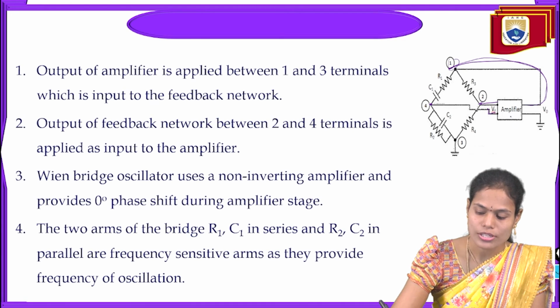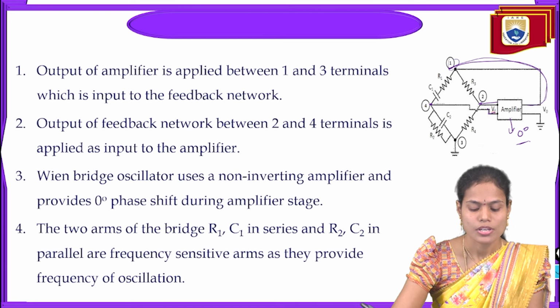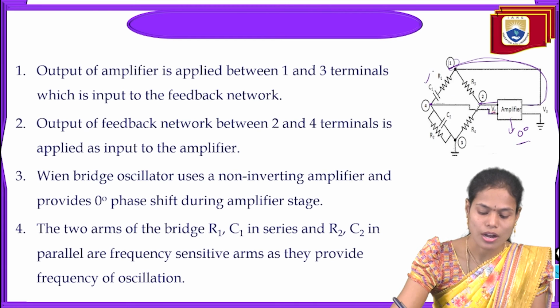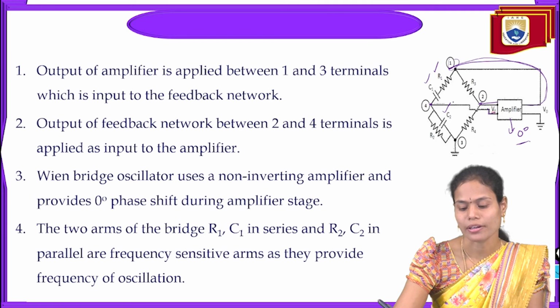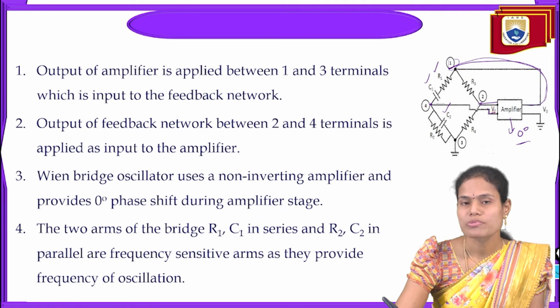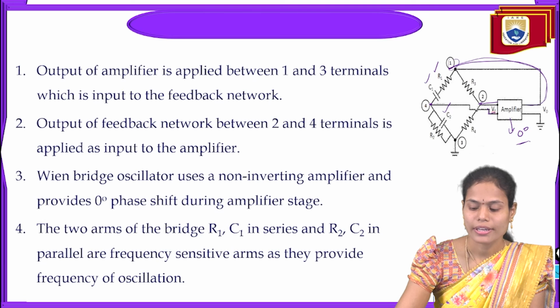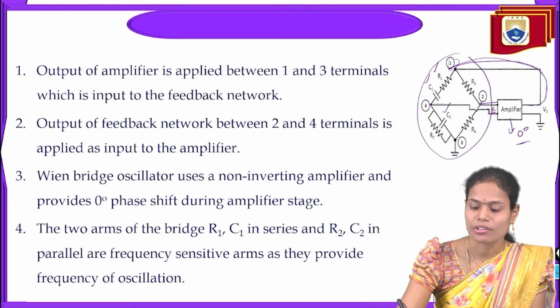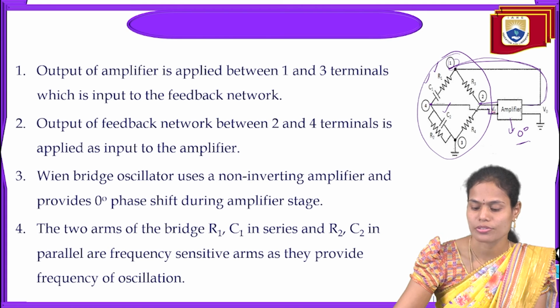So here Wein bridge oscillator is utilizing the non-inverting amplifier so that it will provide the 0 degrees phase shift. So the 2 arms of the bridge, those are R1, C1 in series, and this R2, C2 in parallel. So these 2 arms of the bridge are used to provide the frequency of oscillations. So again I am considering only this feedback network. From this feedback network only we are able to find the frequency of the oscillations.